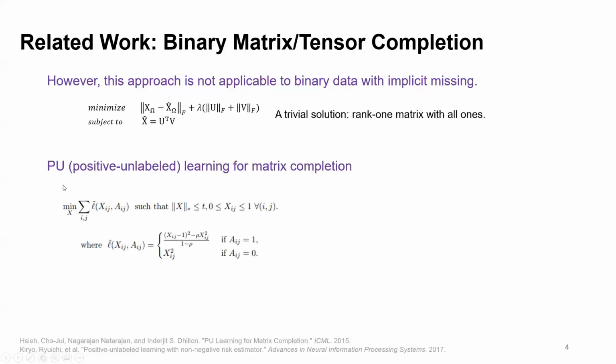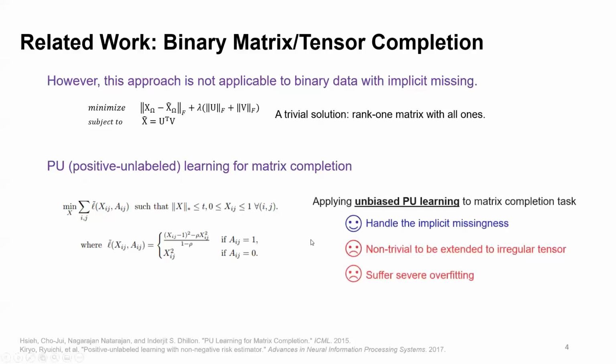So recently, another method called PU learning was proposed for matrix completion. PU learning, positive unlabeled learning, was originally proposed for binary classification problems. In one paper published in ICML 2015, they proposed a PU learning formulation for matrix completion, and it tried to map positive unlabeled learning from the binary classification task to the binary matrix completion task. This method handles the implicit missingness, however, it is non-trivial to extend to the irregular tensor, and it also suffers from severe overfitting.